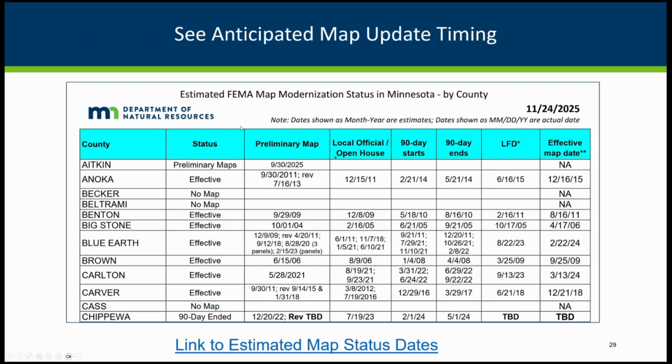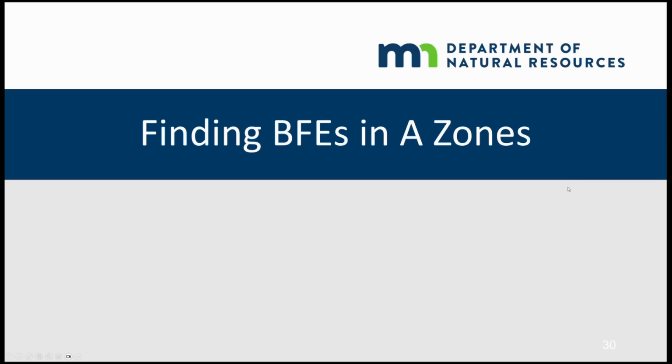We also have this really handy table that shows the most up-to-date mapping available, including dates for when newer maps might become available. I think this is updated every month or so, but there will be a link to that in the slides as well. And I think Ceil takes over at this point.